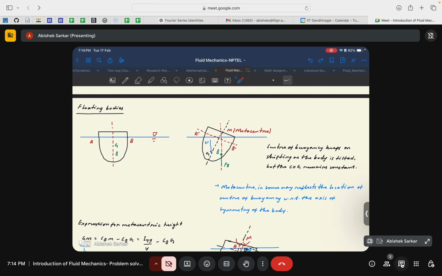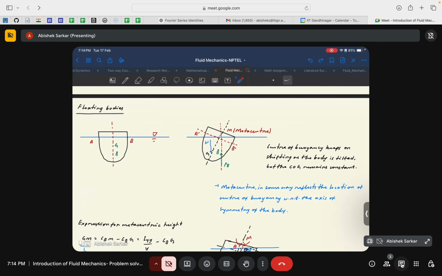For example, this is the particular area that is now being submerged in the fluid. But if the configuration of this submerged area changes, then the center of buoyancy will also shift. That is the basic concept that you need to remember for understanding the stability. So we'll do the same thing as I showed here.